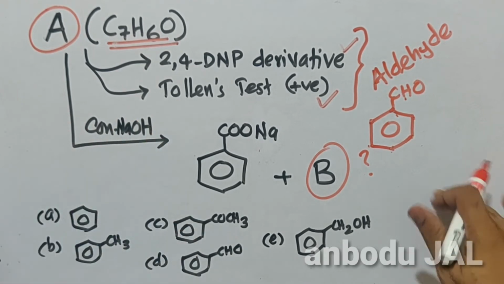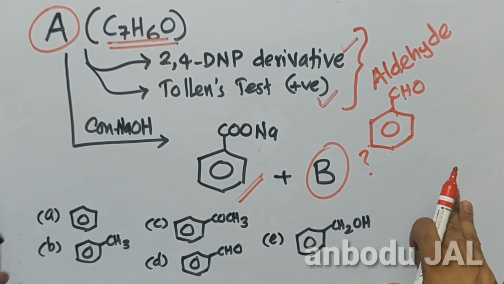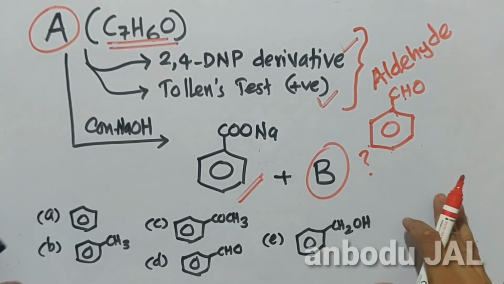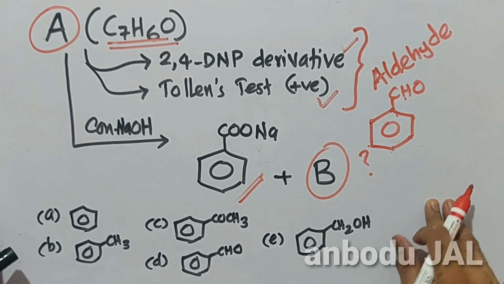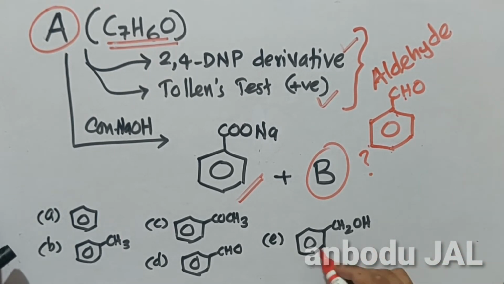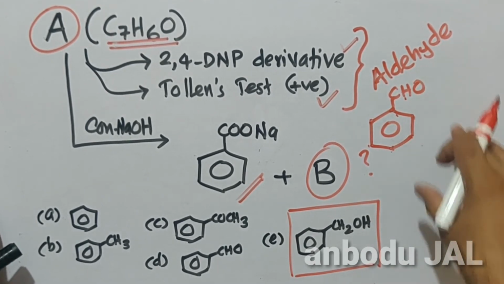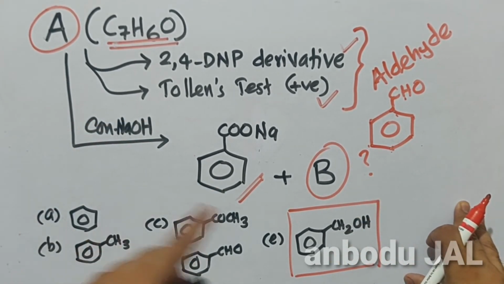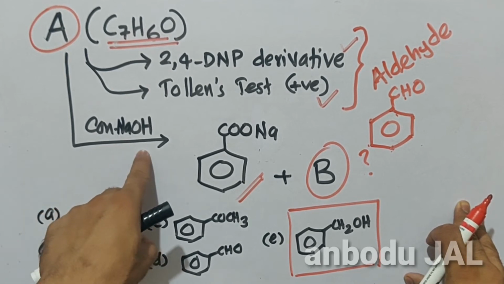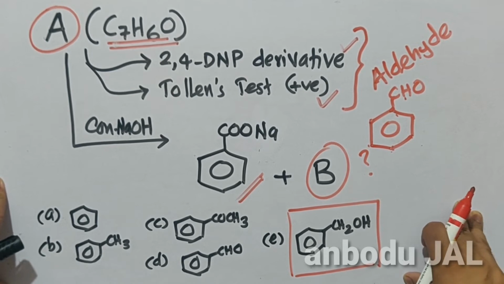In the Cannizzaro reaction, one compound is an acid derivative by oxidation, and the second compound will be an alcohol. Which alcohol is formed from benzaldehyde? Benzyl alcohol is formed from benzaldehyde. So the reduction of benzaldehyde gives benzyl alcohol. Oxidation of benzaldehyde with concentrated NaOH gives sodium benzoate. This is the Cannizzaro reaction.